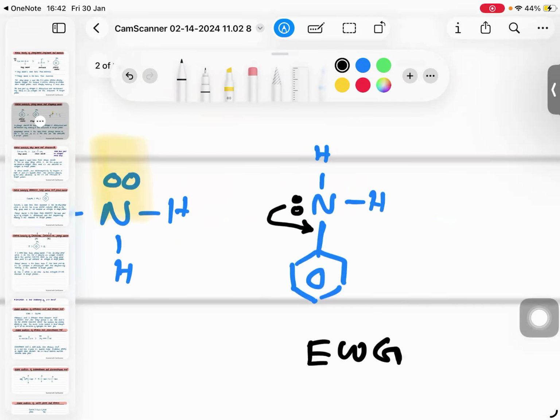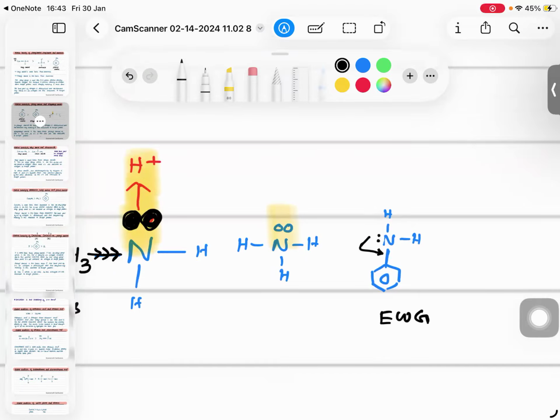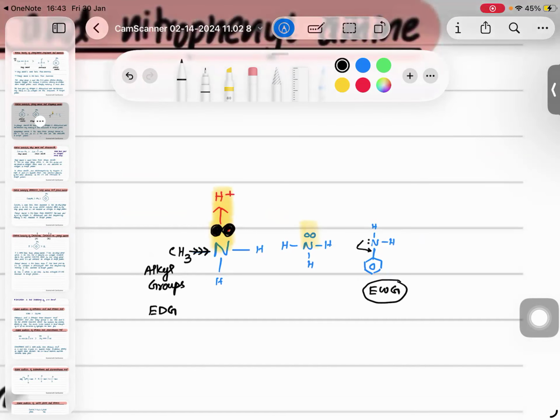So I'm going to reduce the size of the eyes here, so they may look like this. The electron density on the nitrogen atom is now less than the nitrogen atom in ammonia. If it is less, it won't be able to accept the proton strongly, so it's going to be less basic. Therefore, an electron withdrawing group pulling the electron density away from nitrogen makes it less basic. An electron donating group pushing the electron density towards nitrogen makes it more basic. In ammonia, there is no such effect.